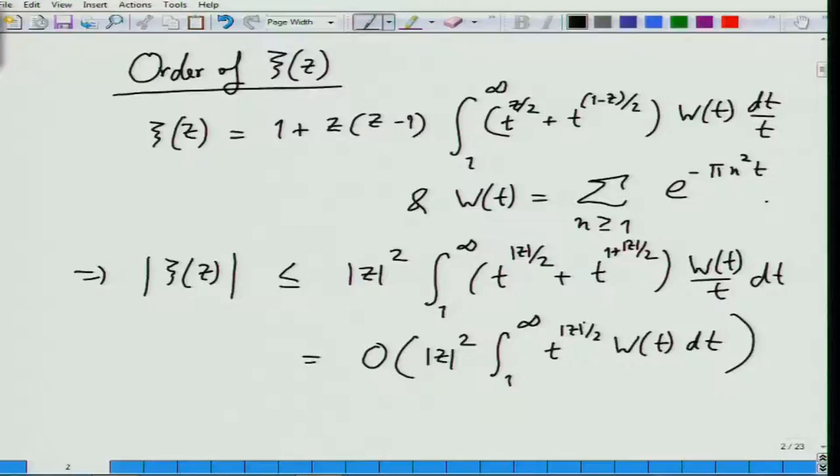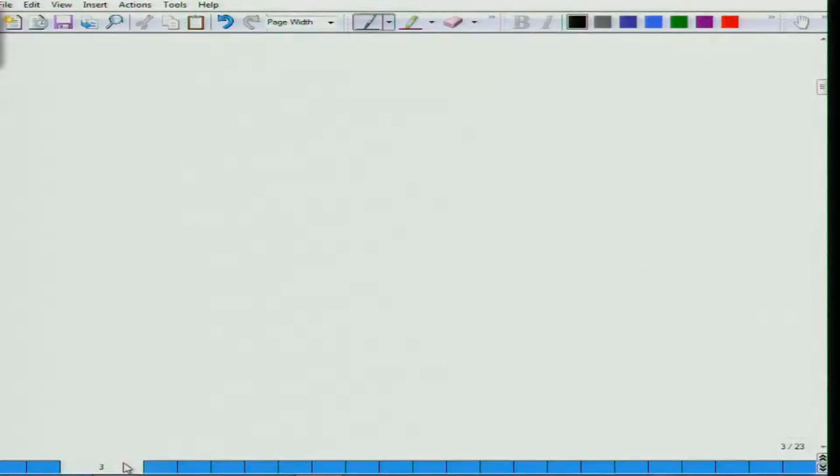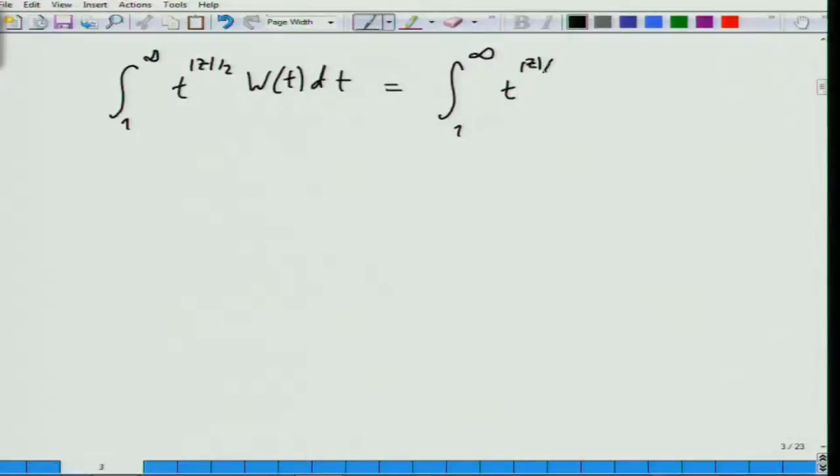So, we want to estimate this quantity, right. And again, it is not too difficult to estimate it actually. If you look at this, integral 1 to infinity t to the mod z by 2 w t d t, just plug in the definition of w t. Sum n greater than or equal to 1 e to the minus pi n square t d t.